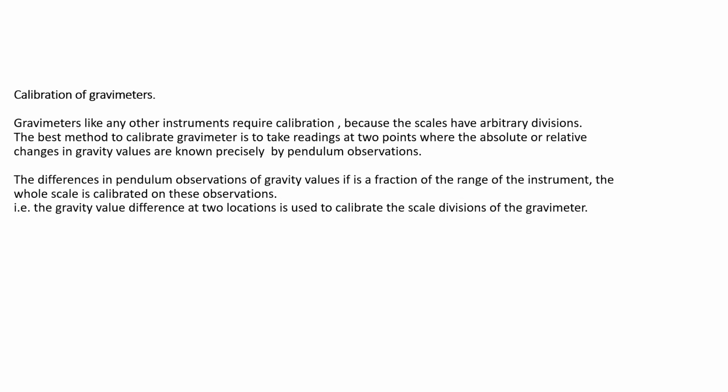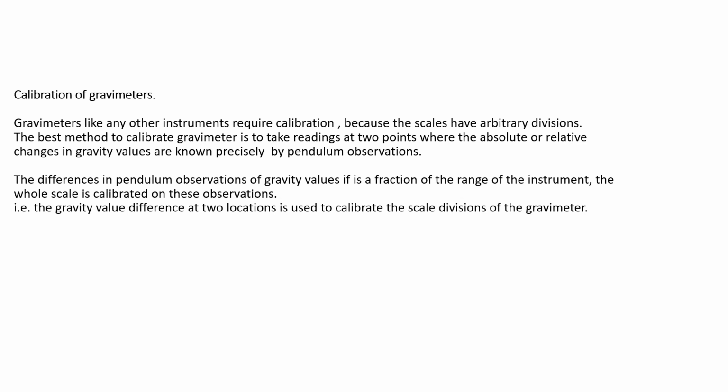So the best method to calibrate a gravimeter is to take readings at two points where we already know the absolute or relative changes in the value of gravity through pendulum observation. So the difference in the pendulum observation between the absolute values of gravity is a fraction of the total range of the instrument. For example, if the difference between the two absolute measurements of gravity is 2 and the total range of the gravimeter is 10, then the difference in the gravity value is 2 and the total range of the gravimeter is 10.